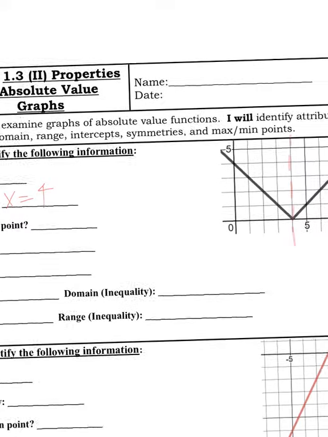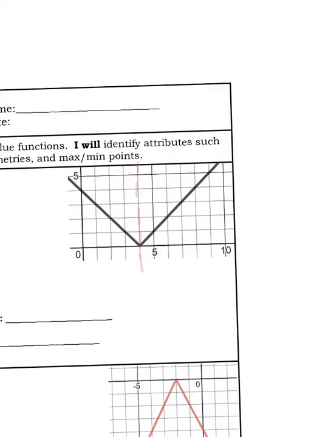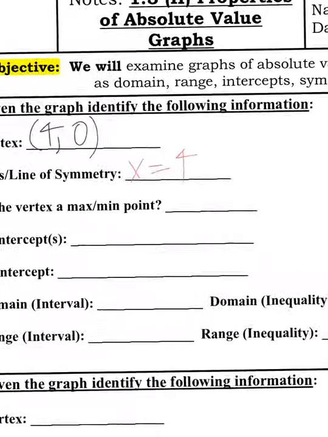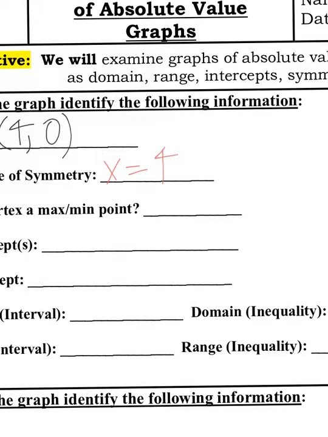Is the vertex a max or min point? Well, the graph is opening up, right? So this is the lowest point possible. It's just going to go up forever after that. So that is a minimum point.